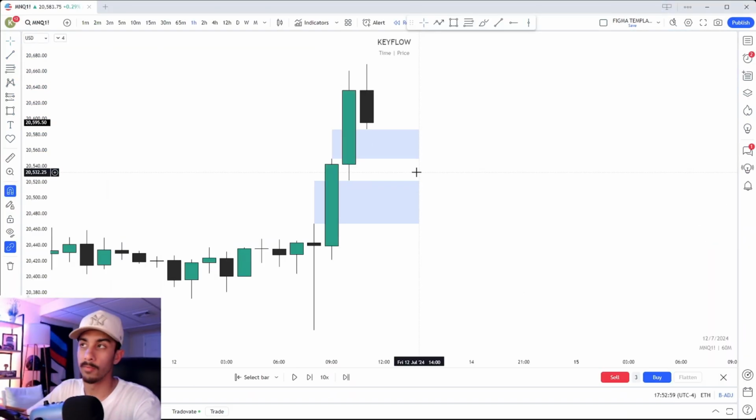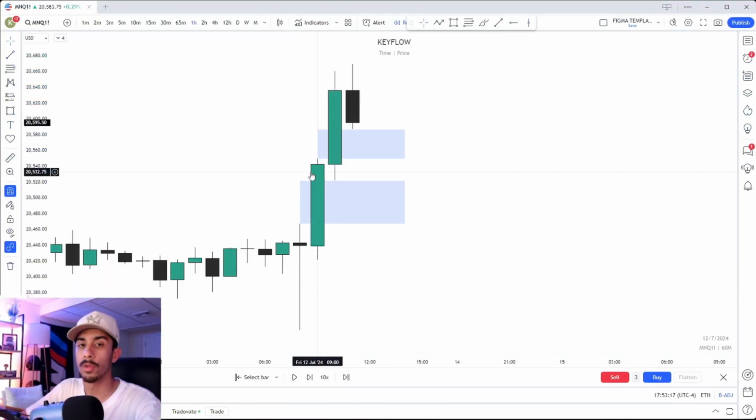So if the setup forms at this first one, then that's what you take. If the setup forms at the second one, then that's the one you take. If the setup does not form at either, then obviously there is no trade. Now this is the hourly time frame, so we want to see a market maker buy model on the 5-minute time frame because that is the aligned time frame.